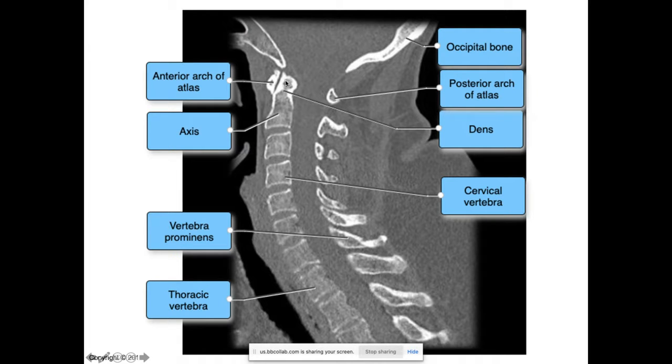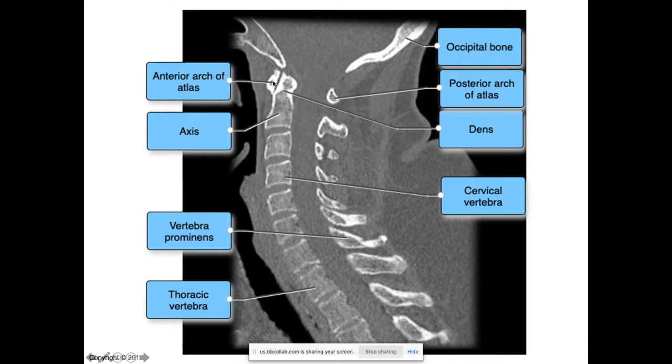So now we have to go, okay, what's way up at the top? Well, that's your atlas, C1. That's the anterior arch. That's the posterior arch of atlas. Remember, atlas doesn't have a spinous process. Okay, so what's below the atlas? C2, axis. And that has the dens or the odontoid process on the top.